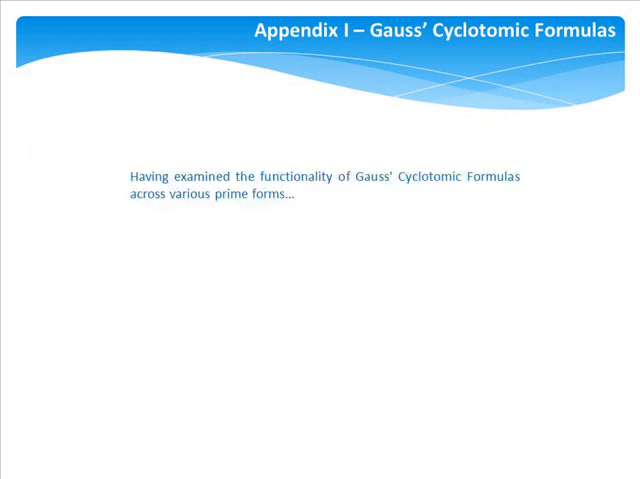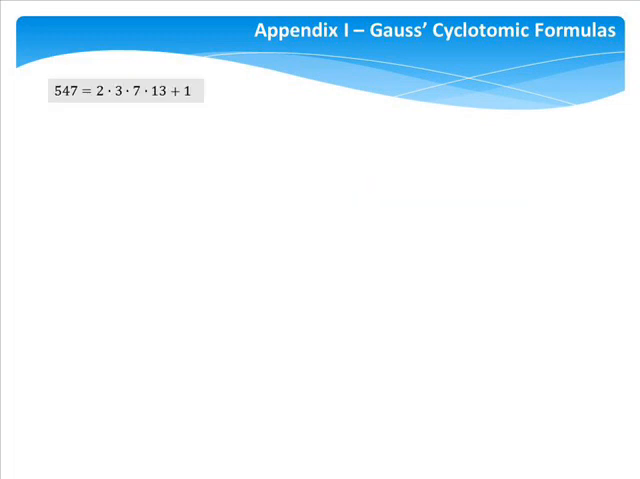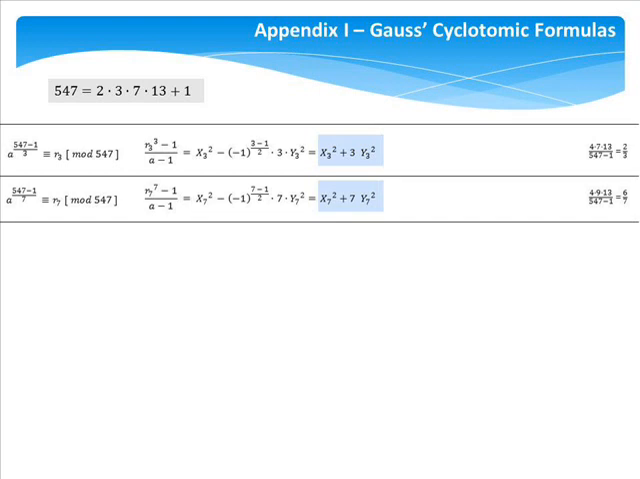Having examined the functionality of Gauss cyclotomic formulas across various prime forms, let's now delve into their application specifically for a chosen prime. We chose 547 as we can try finding representation where n is 3, 7, or minus 13. Thanks to Fermat's little theorem, when examined with algebraic lenses, we are sure that 547 does divide x squared plus n times y squared for these values of n. Here we can see how those cyclotomic formulas apply for each possible combination of 3, 7, and 13.